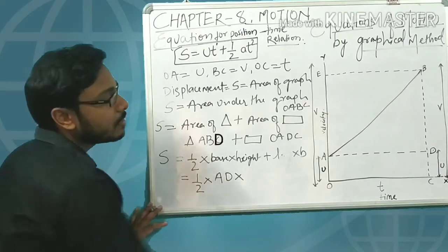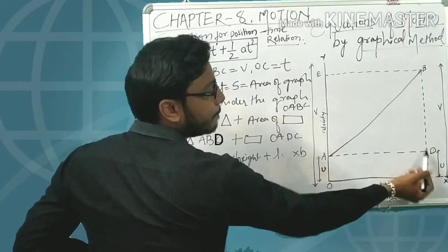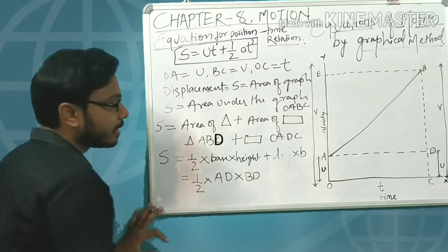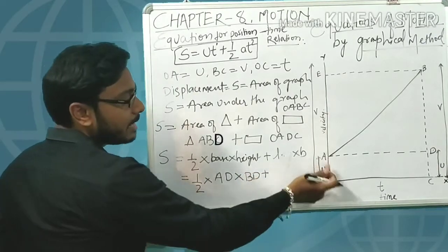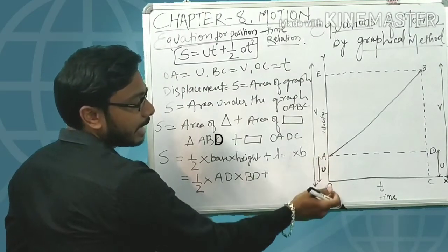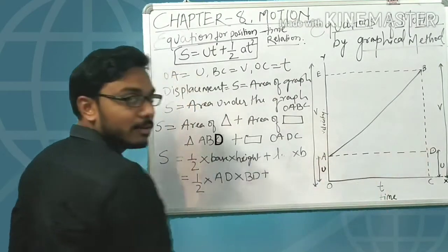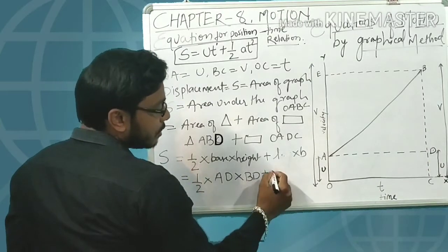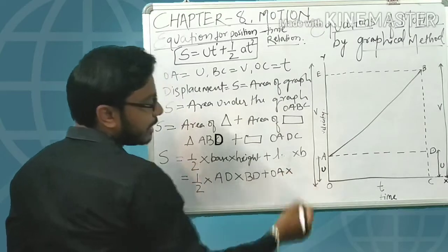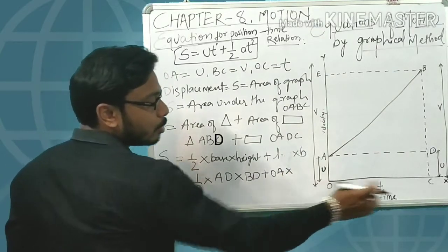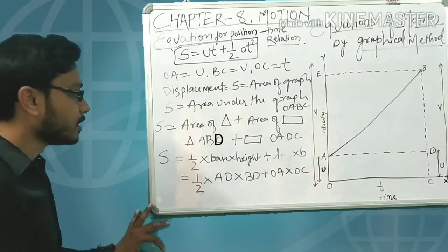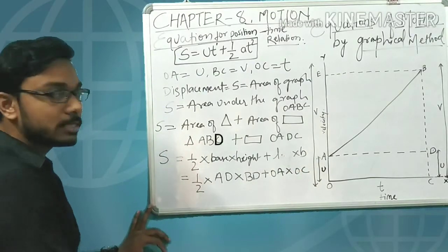And what is the height of the triangle? That is BD. Plus the length of the rectangle. What is the length of the rectangle? That is AO, or we can write DC, whatever we want. Let us write OA, length into breadth. What is the breadth? OC. Correct. So now let us substitute the values of all this.